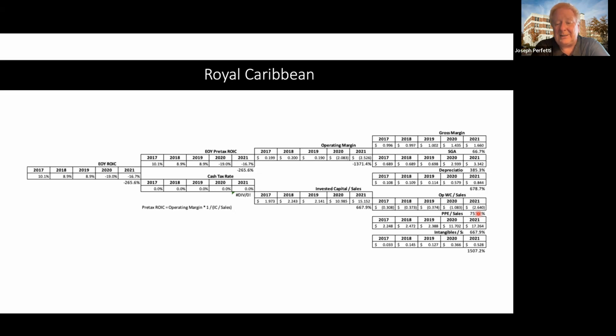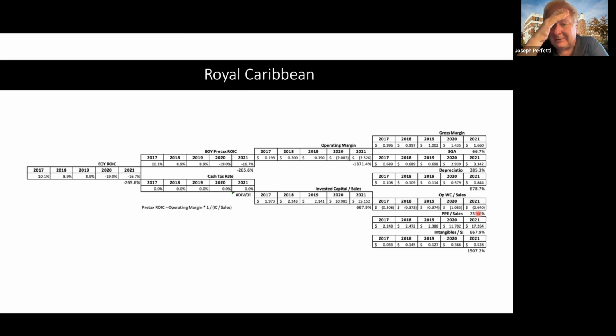Now, intangible to sales went from 3 cents to 53. Again, not because they were buying a lot of companies, but because the revenue plummeted so much relative to the fixed cost intangibles that they did have historically. So again, I just want to draw that distinction as we would be walking through Royal Caribbean. Okay? And same thing with depreciation.